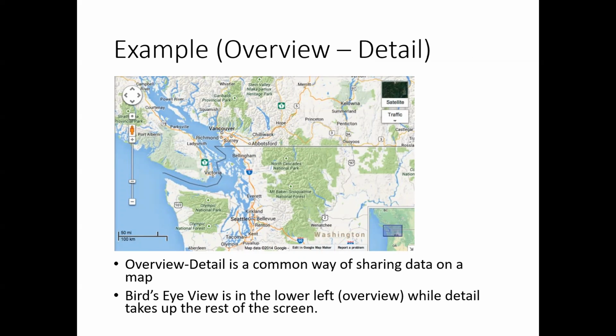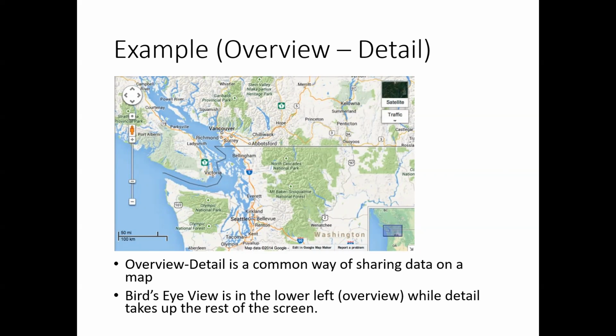So for an example of overview to detail, that's the most common way of sharing data on a map. If you look in the lower right-hand corner, you can see the bird's eye view of the map. And you can see that we're looking at the boundary between Washington State and the province of British Columbia in terms of the detail. The detail takes up the rest of the screen, but that overview is in the lower right. And so that's an example of faceting. We're looking at the same place, but we're looking at the details in the main screen and the overview in the lower right-hand portion of it.